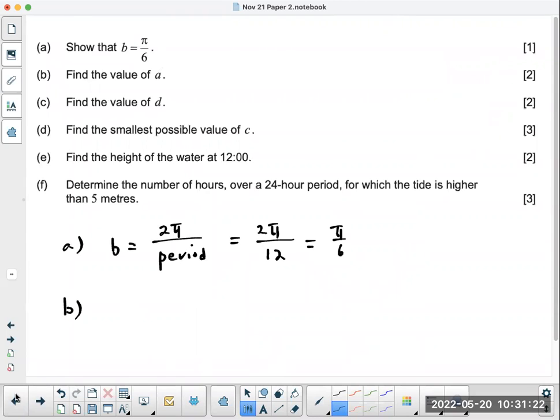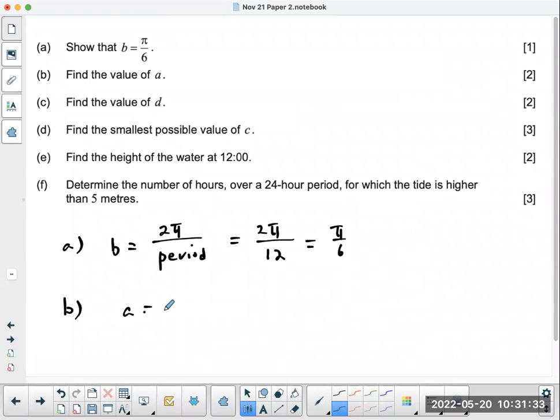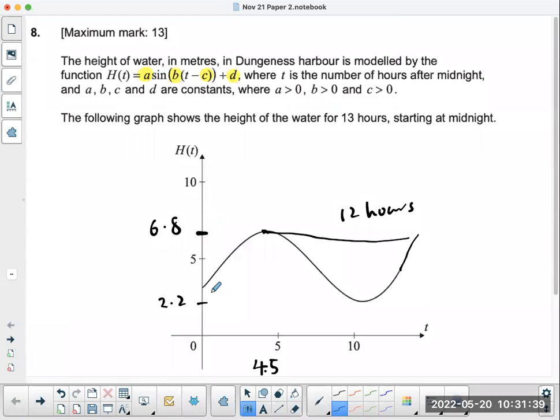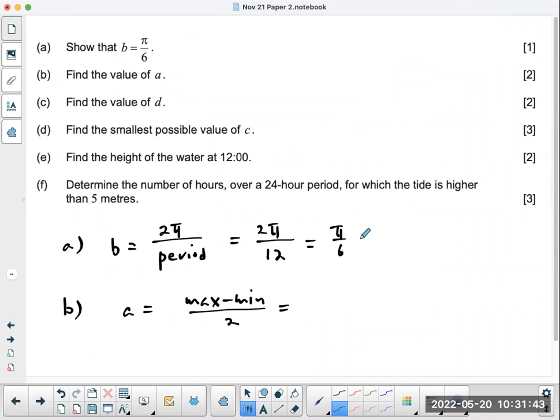Next, we need to find letter A. Letter A is the amplitude. That's going to be the maximum minus the minimum, divided by 2. In this case, you're going to get 6.8 minus 2.2 divided by 2. So that's 4.6 divided by 2, you get 2.3.